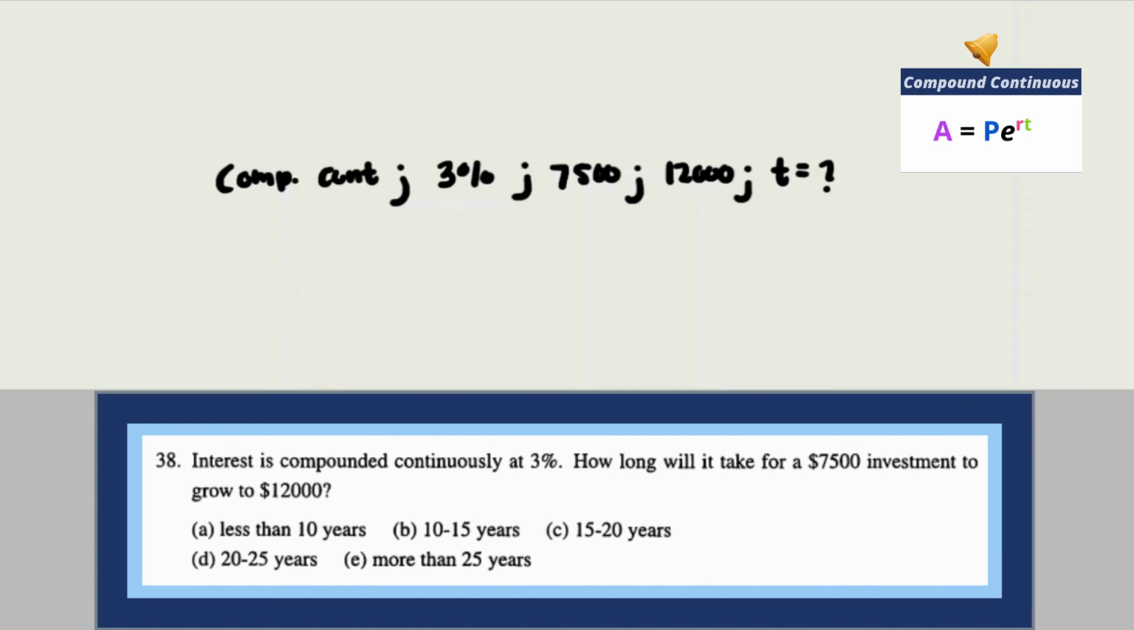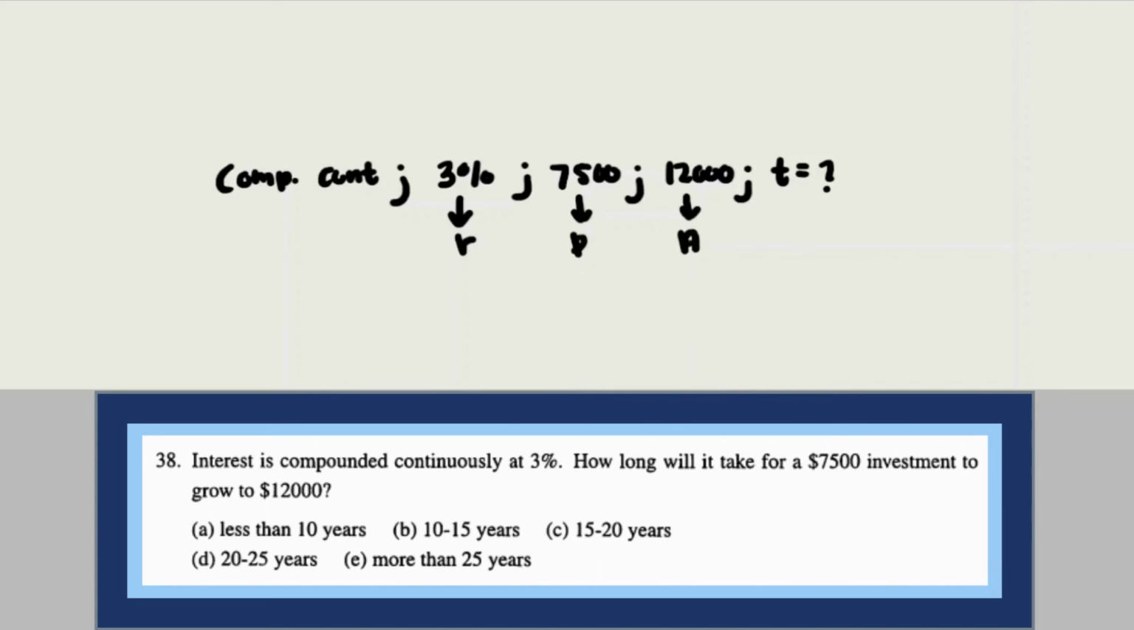Also, it says 3%. This is going to represent our R. It says it was initially $7,500, so this is going to be our P. This is going to represent our A, because they want to see how long it'll take to get 12,000. And I put a question mark by our T, because that's what we're solving for, because they want to see how long will that take, and that's currently unknown. So we're going to just plug in everything that we have into our equation.